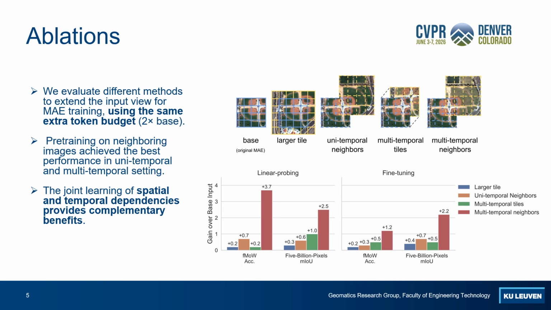In contrast, neighboring images provide stronger gains because they introduce richer spatial variations rather than a fixed, larger field of view. The best performance comes from multi-temporal neighbors, which combine the spatial variations from neighboring regions and temporal variations from different observations. This supports our main claim. The gain does not come merely from increasing input size. It comes from learning spatial and temporal dependencies between neighboring Earth observation images.